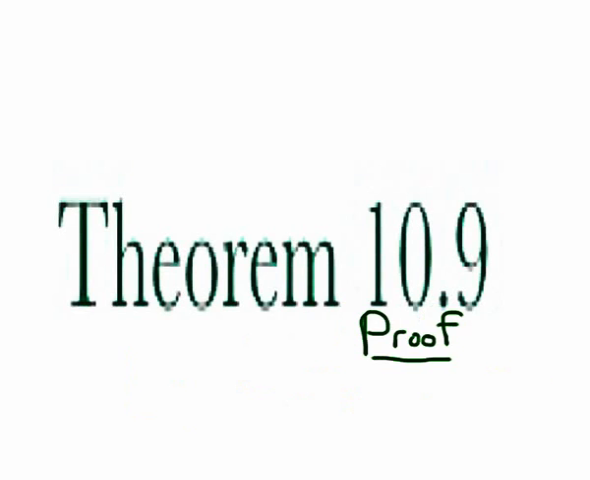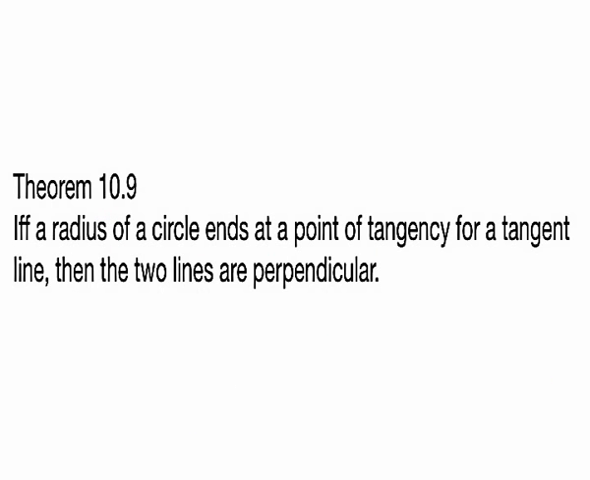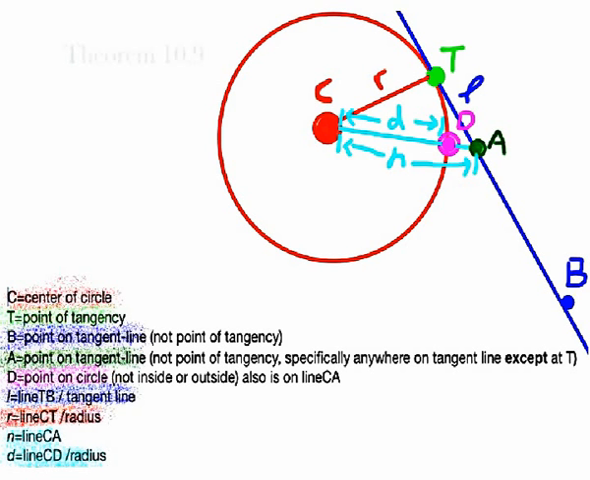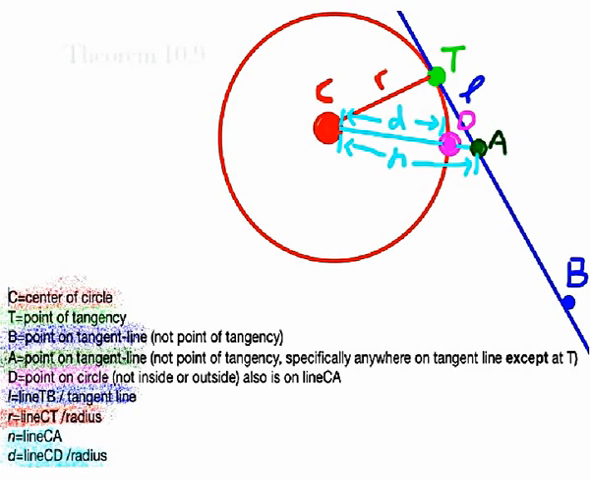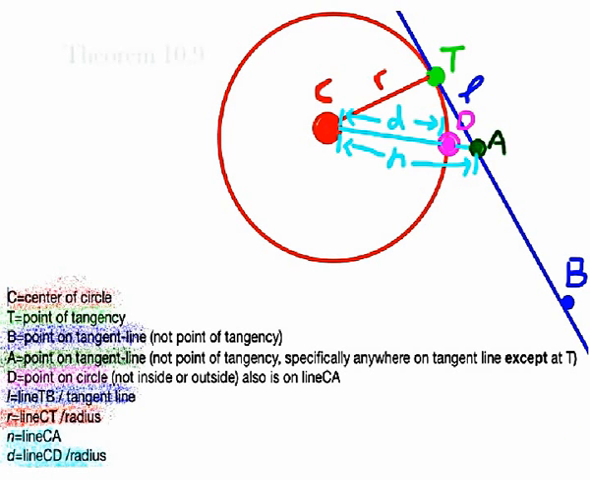Theorem 10.9 states that if and only if a radius of a circle ends at a point of tangency for a tangent line, then the two lines are perpendicular. So basically what this is saying is that if you've got a radius that ends at a point of tangency, then it is perpendicular to the tangent line. Like in this case, r is both the radius and it ends at the point of tangency, which is t, and so it is perpendicular to L.